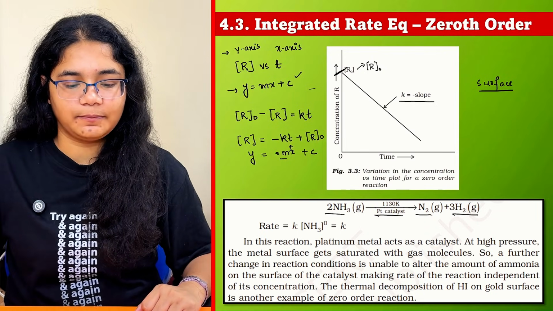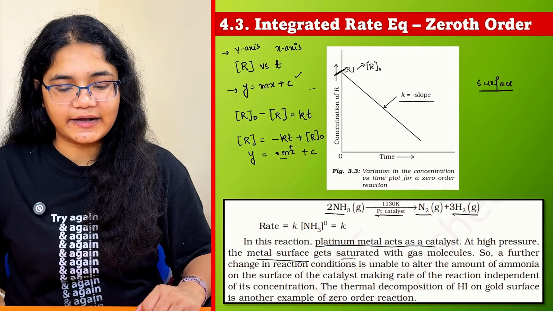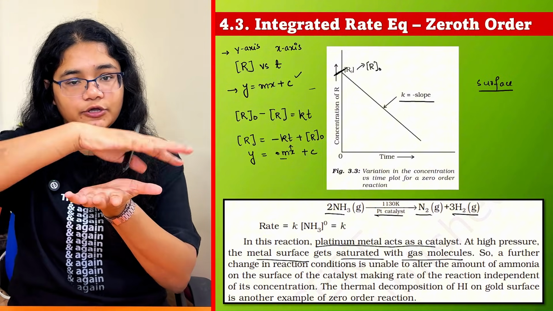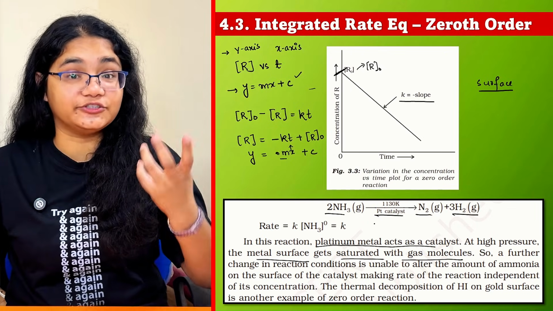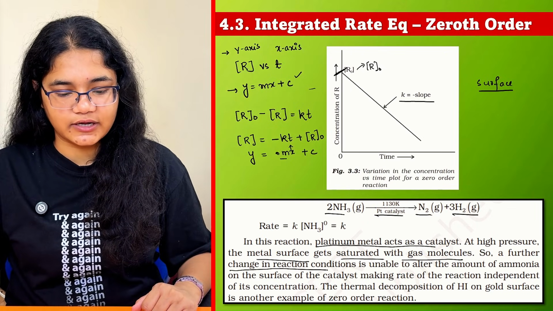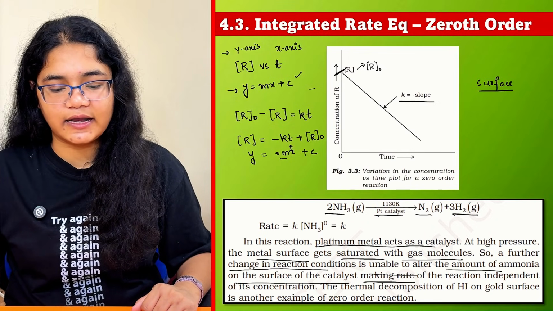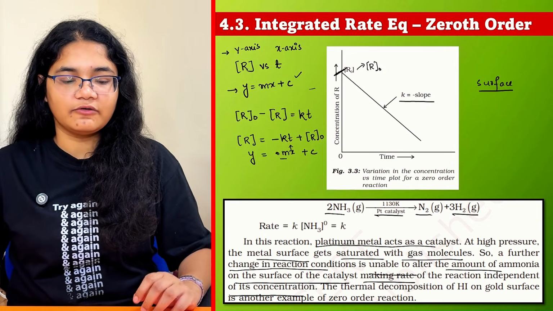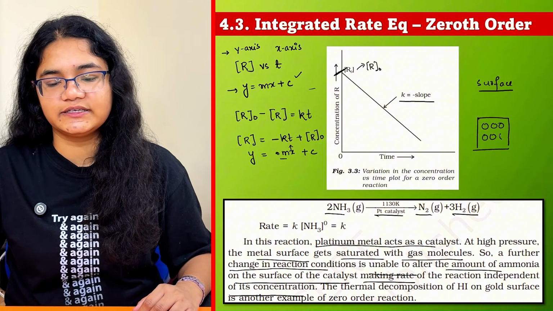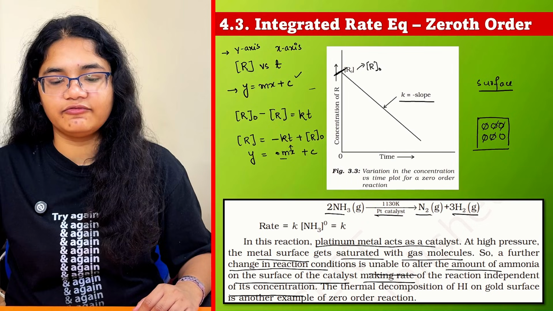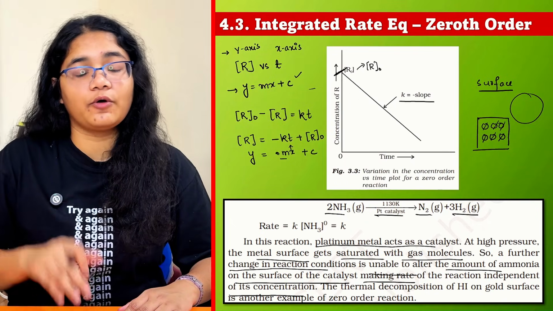Now see, in this reaction, platinum metal acts as a catalyst, and at high pressure and temperature, the metal surface gets saturated with the gas molecules. So which gas molecules? This metal is there, and on that the NH3 molecules are already getting adsorbed. So a further change in reaction conditions is unable to alter the amount of ammonia on the surface of the catalyst, making the rate of the reaction independent of its concentration. For example, in this platinum surface, there are 6 spaces, and already the 6 spaces are filled. Even though you increase the concentration of ammonia, there is no place to get adsorbed on the platinum surface.